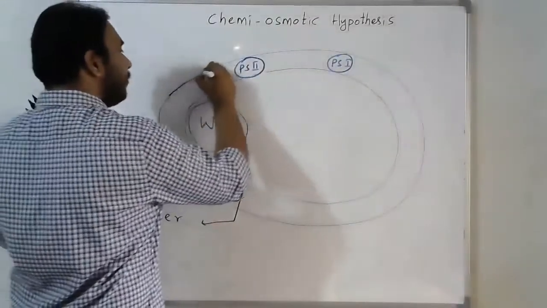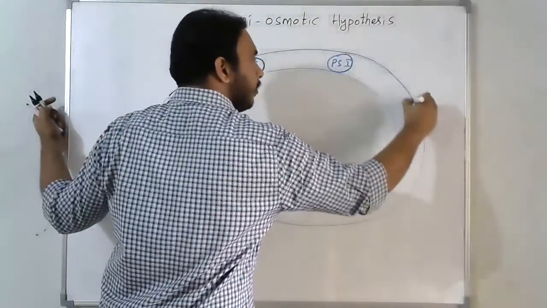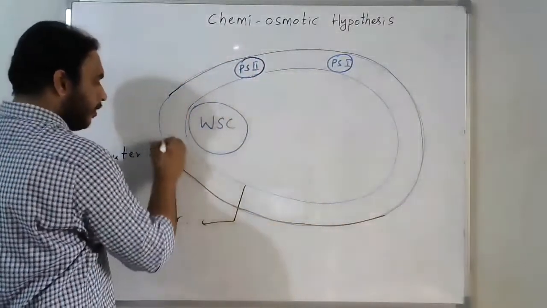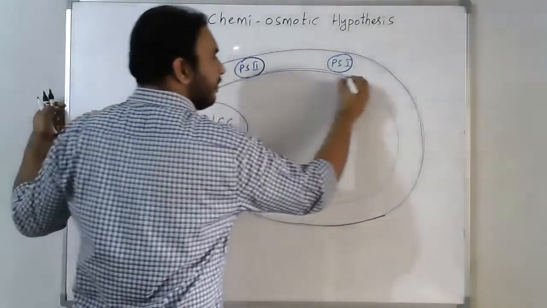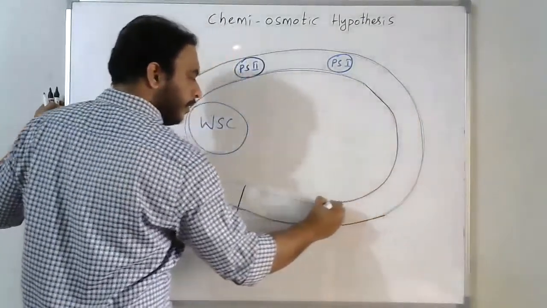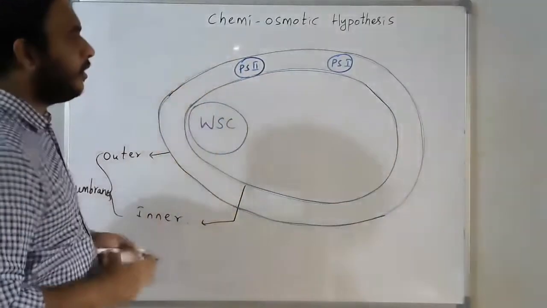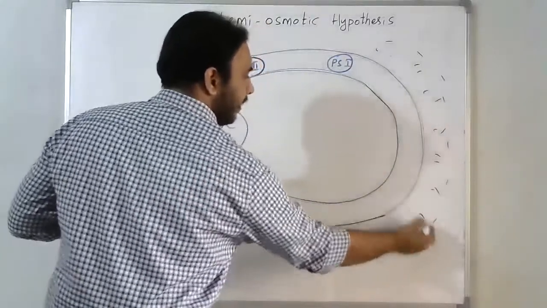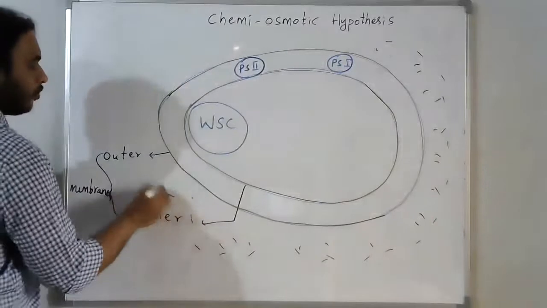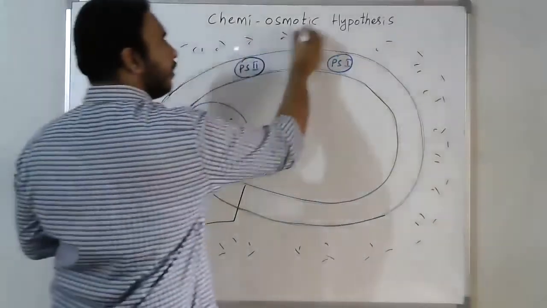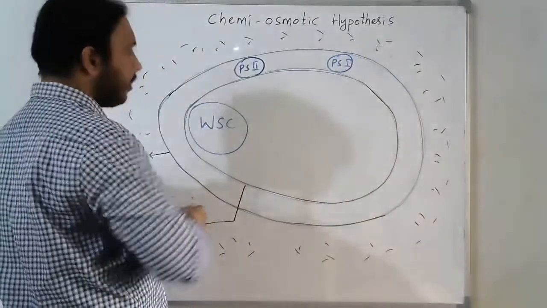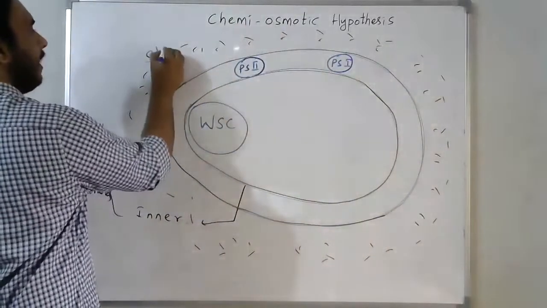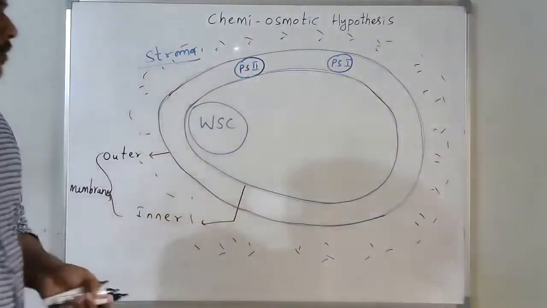So here is the outer membrane. This is an outer membrane of the thylakoid. And this is the inner membrane of the thylakoid. And the fluid that is present outside is nothing but stroma. The fluid outside is nothing but stroma.